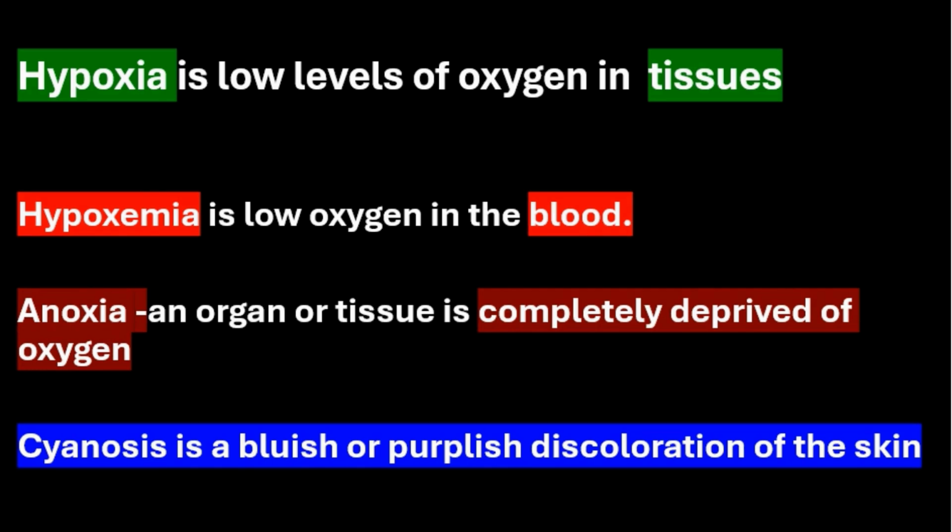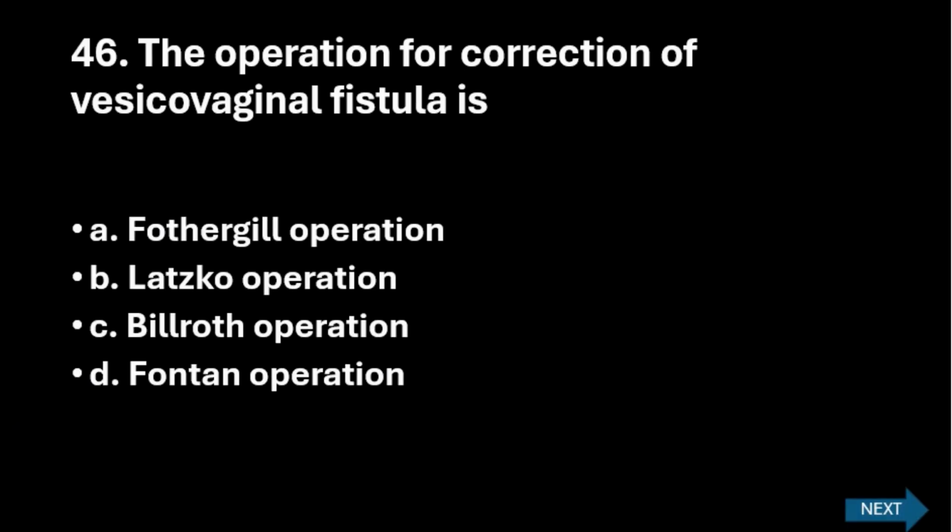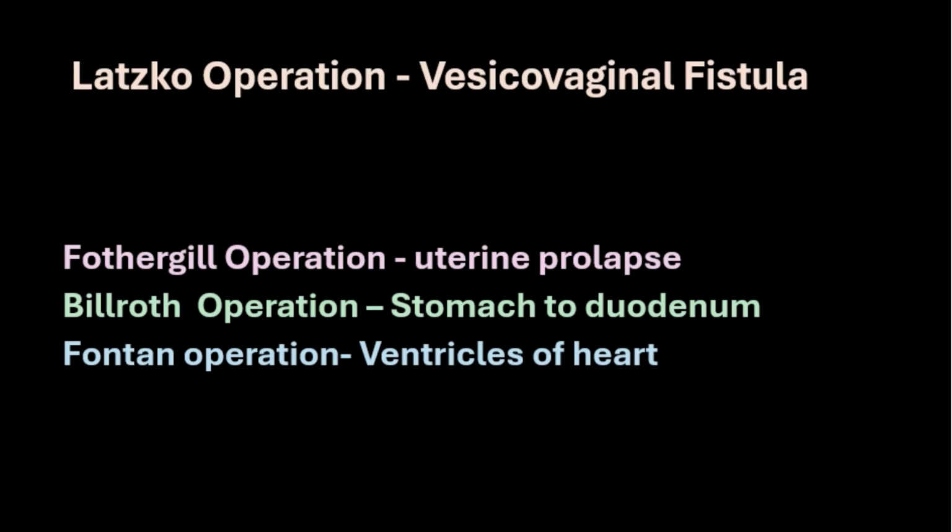Next question. The operation for correction of vesicovaginal fistula is option A, Fothergill operation, option B, Latzko operation, option C, Billroth operation, and option D, Fontan operation. Here the right answer is Latzko operation. You can see the different operations here. Latzko is for vesicovaginal fistula.